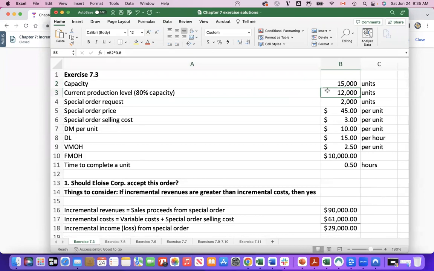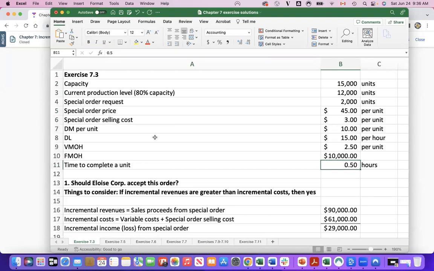Now looking at the special order request, the special order request was for 2,000 units. They were offering a special order price of $45 per unit. To fulfill this special order, Eloise Corp would incur the special order selling costs of $3 per unit. Direct material is still going to be $10 per unit. Direct labor is still going to be $15 per hour. Variable manufacturing overhead, we assume, remains the same at $2.50 per unit. And then total fixed costs is still $10,000. And the time to complete, again, is a half hour.